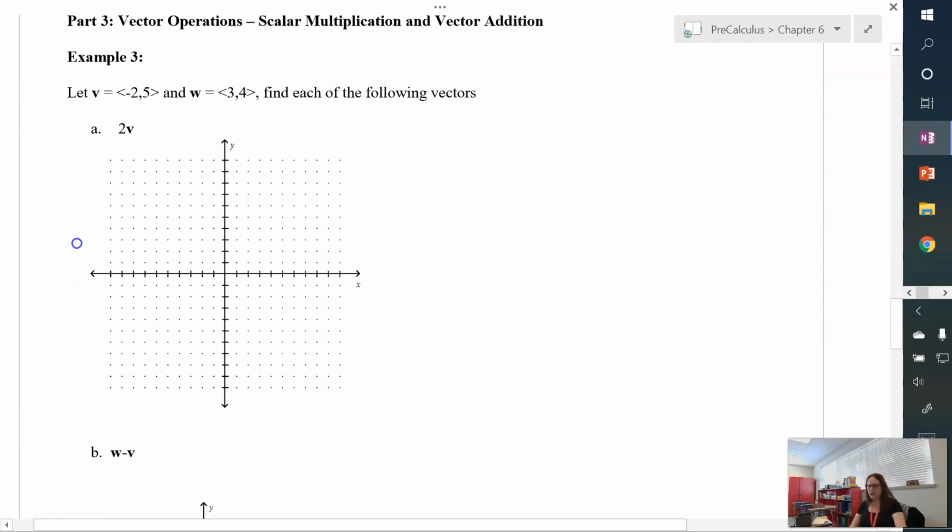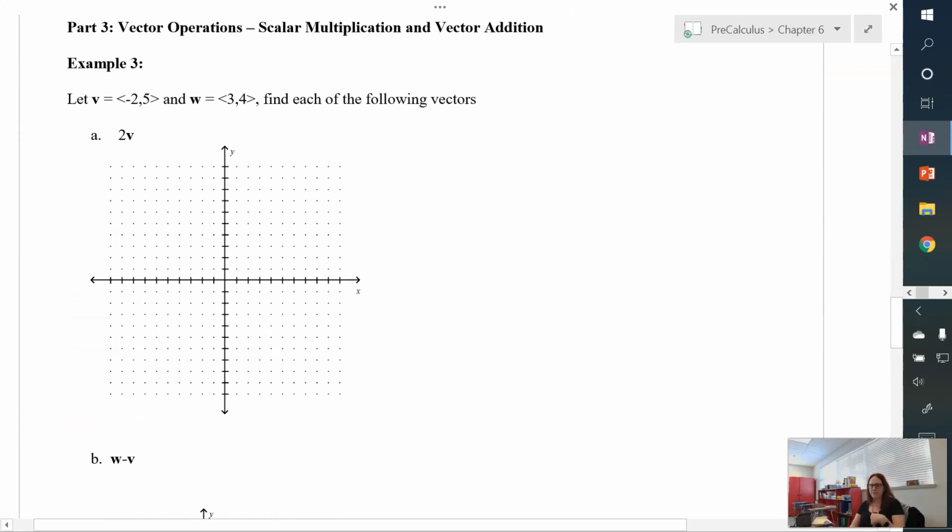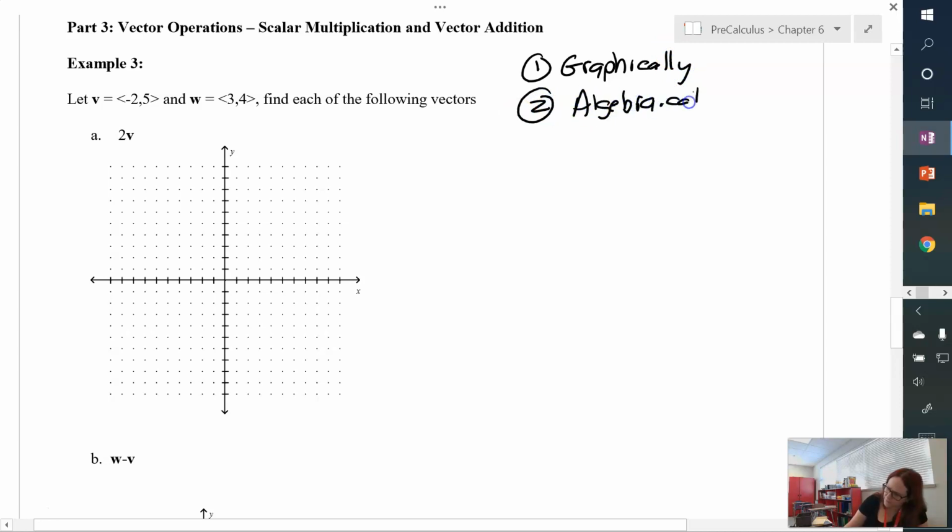All right, the last thing we're going to do is some scalar multiplication and vector addition. And I'm going to do it 2 ways. First way, we're going to do it graphically. And then the second way, we're going to do it, I guess algebraic is the way to say it. So the first thing is 2v. So we're going to take vector v and we're going to double it. We're going to have 2 of them. So I could write this as vector v plus vector v. And I'm going to use that idea when I do this graphically.